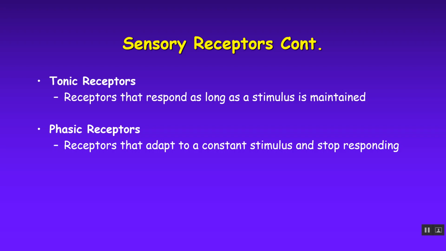You push on it, it generates an initial action potential, but then it stops. Even if you keep your finger on it or keep pushing on it, it stops generating action potentials, or does it at a much lower rate. Then when you let go or take your pressure off that receptor, it generates another action potential, but then it quickly stops generating action potentials. Okay, so those are phasic receptors, and they're both helpful.